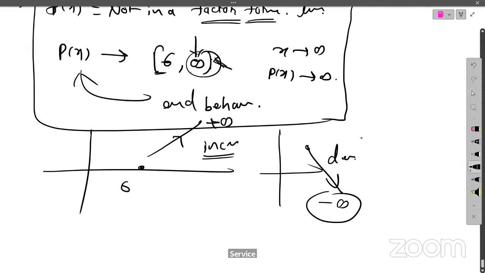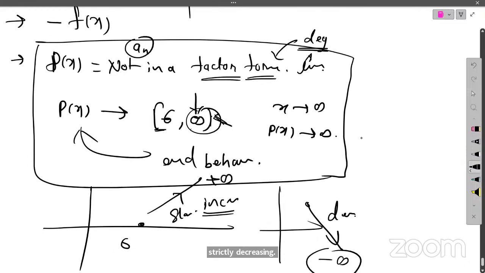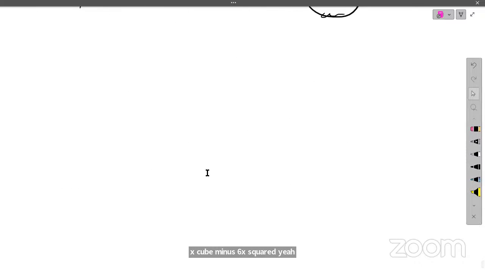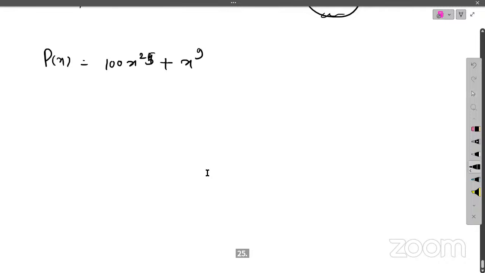Okay, so strictly increasing, strictly decreasing. Ma'am, can we try one example? Take a function, ma'am, like x cube minus 6x square. Yeah, I'll take one example. So suppose this is your p(x). So p(x) is equal to, let's take, x to the power 25 plus x to the power 9 plus x square plus x. Okay, so this is your polynomial.